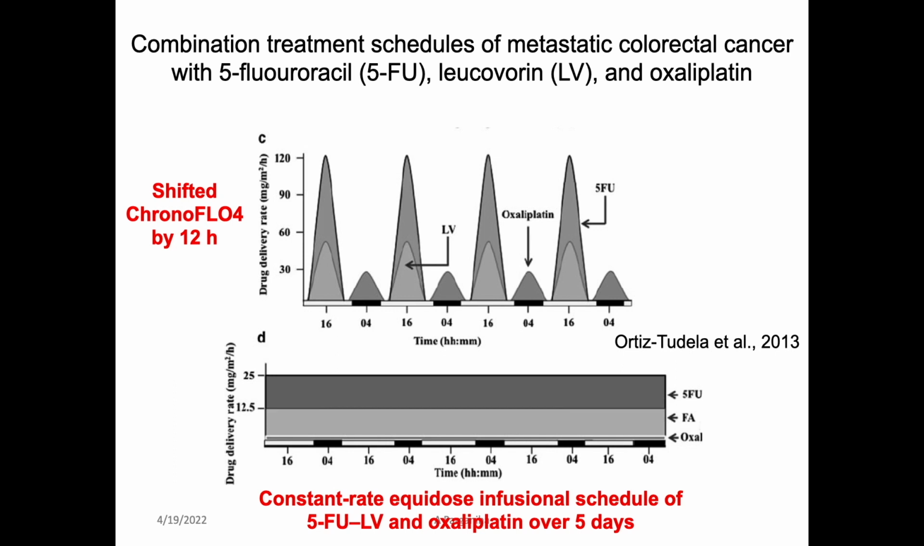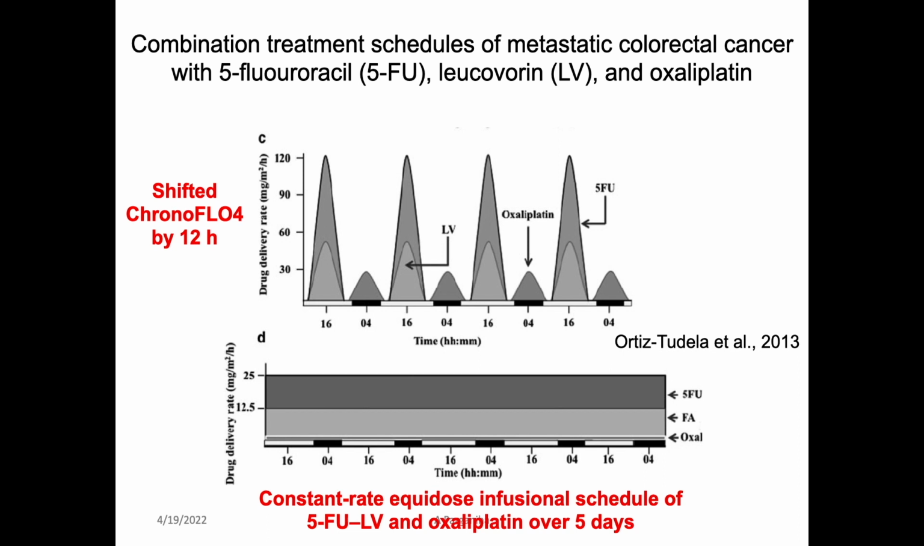shifted this chrono FLO4 by 12 hours. It means the oxaliplatin which was given at 4 p.m. was now delivered maximum at 4 a.m. in the morning. Leucovorin and 5-FU that were delivered at 4 a.m. in the morning were now delivered at 4 p.m. in the evening. And the last one is the flat chemotherapy. So what was the outcome?